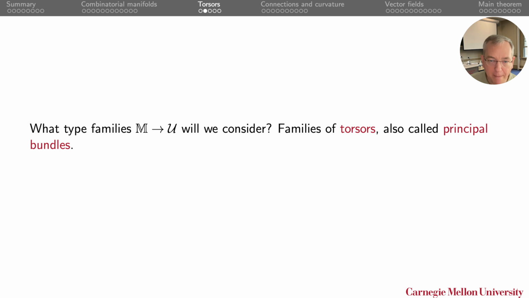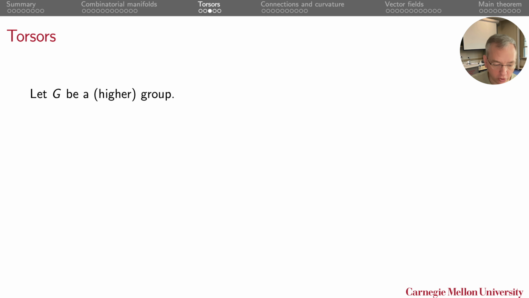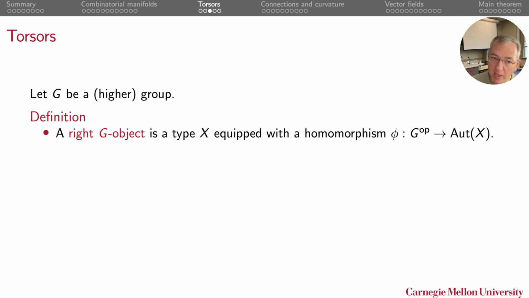So where will we be mapping these objects? Well, we want families of torsors. Those are what are also called principal bundles. So we're going to look at spaces of torsors. What is a torsor? If G is a group, including the case where G is a higher group, like say S1, that'll be a fundamental use case for us, then first of all, we have the idea of an object being acted on by G. A right G object is just some type X and a homomorphism from the opposite of G to the automorphisms of X. And it's the opposite because we're acting on the right.